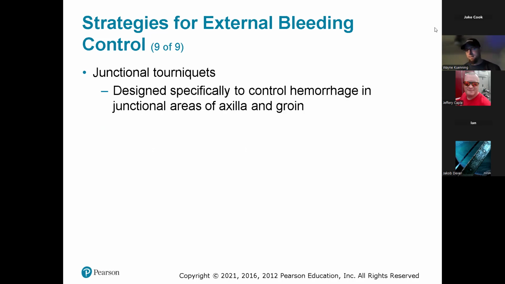Junctional tourniquets. I'd say it's going to be hard for me to show you one of those, but I would research it. They're real similar to a regular tourniquet, and they have kind of an aspect of a blood pressure cuff to them. The idea is to put pressure on the axilla, the armpits, and the groin.